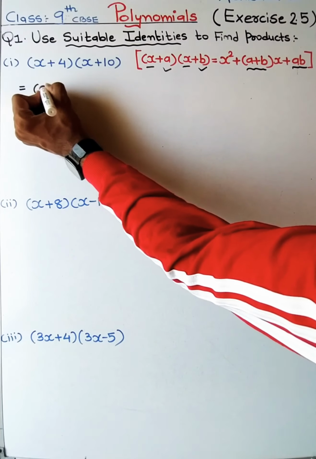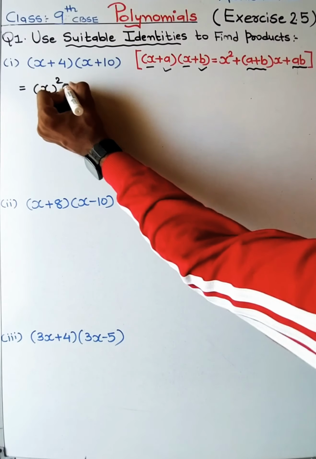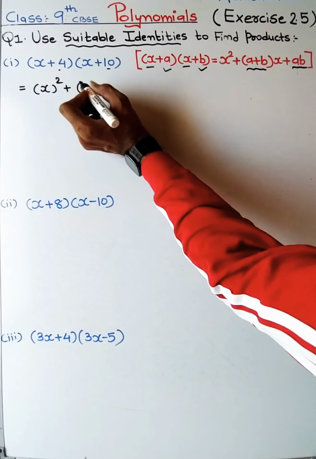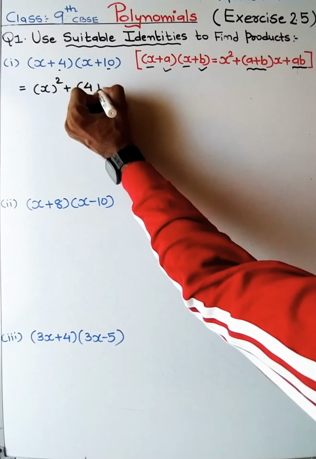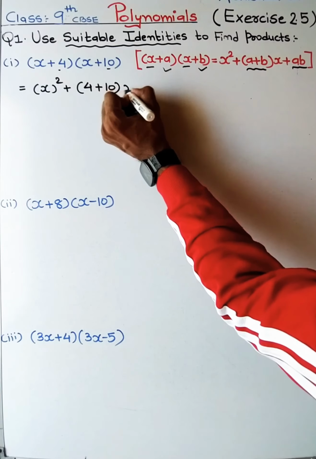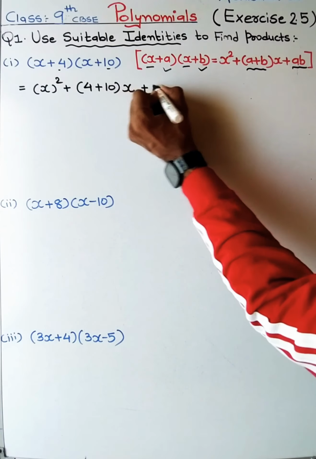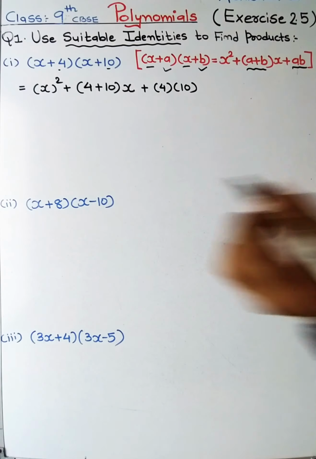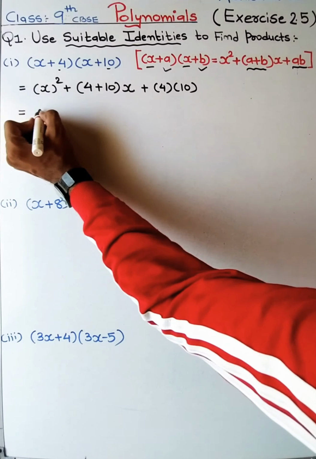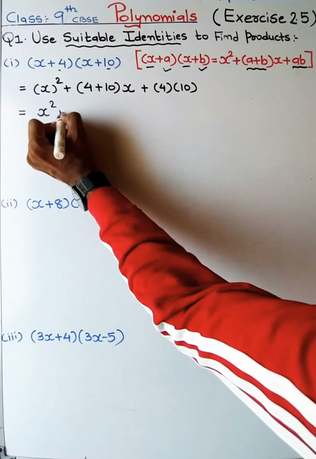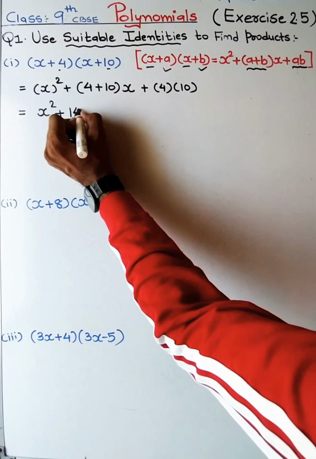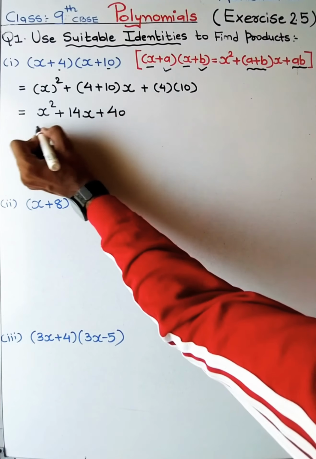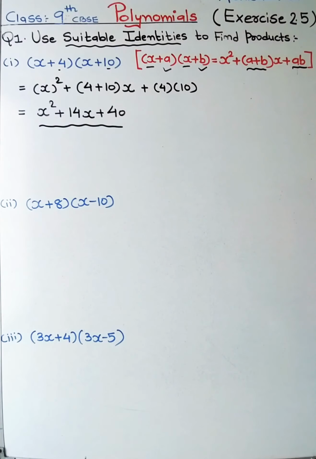Here we have x square plus, a is 4 and b is 10. So we will be writing 4 plus 10. Don't forget to write the x, and then we will multiply 4 and 10. Clear? So moving on to the answer, that is x square plus 4 plus 10 is 14x plus 4 tens are 40. So this is our answer.